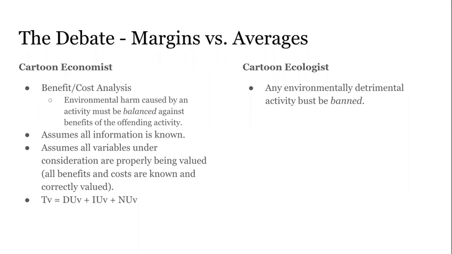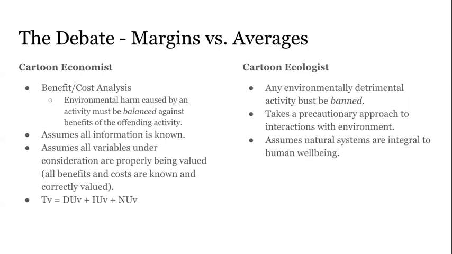So they are paramount. They are the most important thing to consider. That's what the ecologist would say. And so anything that affects those background conditions, you should ban them. This takes a precautionary approach to interactions with the environment. It just says that we're just going to assume that anything that can affect those background conditions are not something we're looking for. That's what we mean by a precautionary approach.